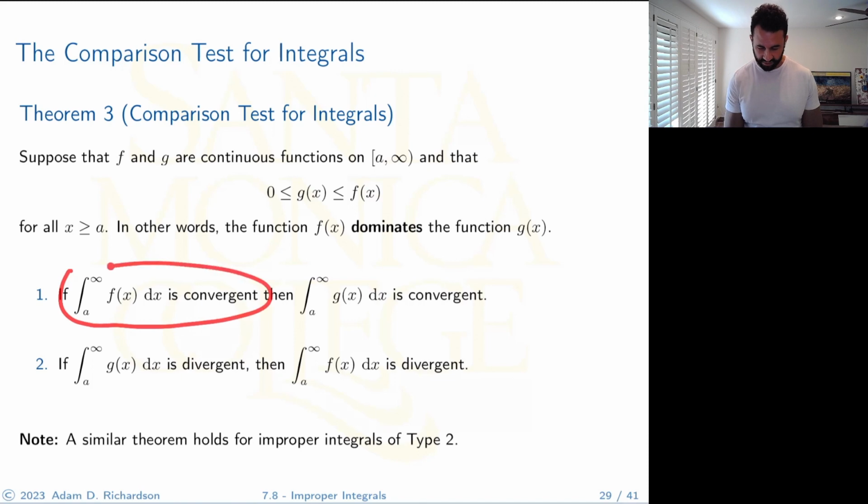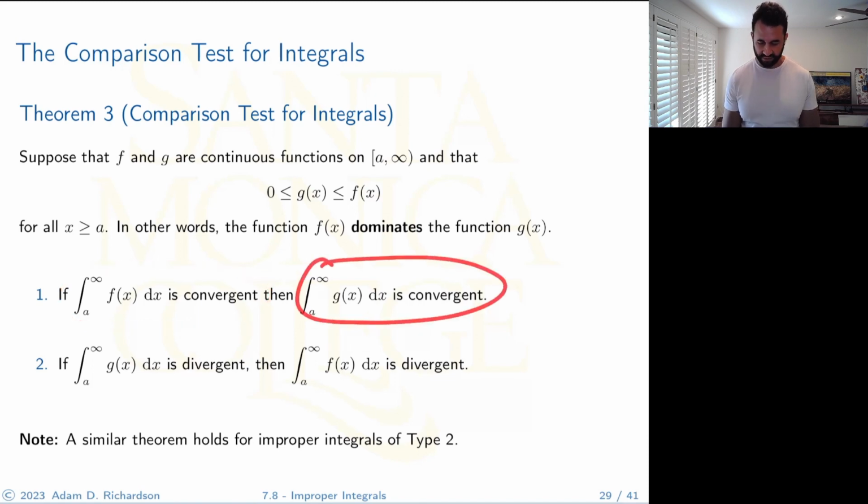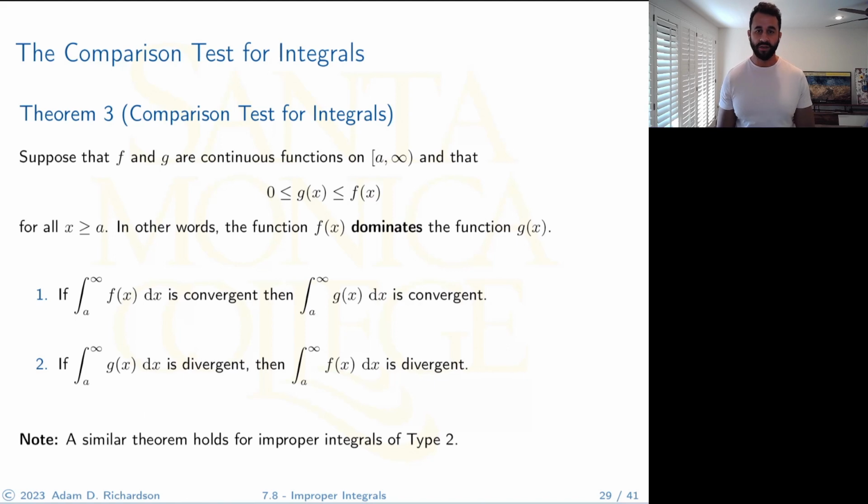If this integral is convergent, then this integral is convergent too. So in other words, if the integral of f of x converges and g of x is always below f of x, then the integral of g of x has to converge too. And then you get the opposite result if you have divergence. So if this integral is divergent, then this integral must also be divergent. So more specifically, if the integral of g of x diverges and f is always above g, then the integral of f of x has to diverge too, right?